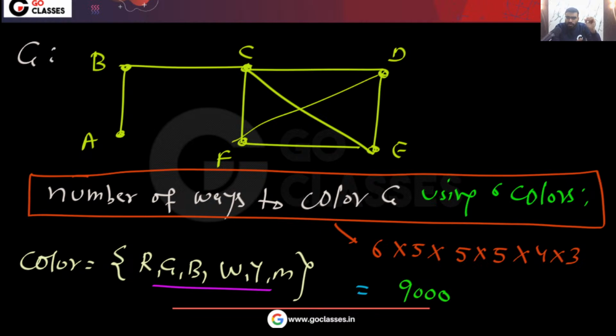A student is asking what to do if vertices are not labeled. Then some complicated calculation will happen. Because if vertices are not labeled, can you tell me which two vertices have no difference between them?